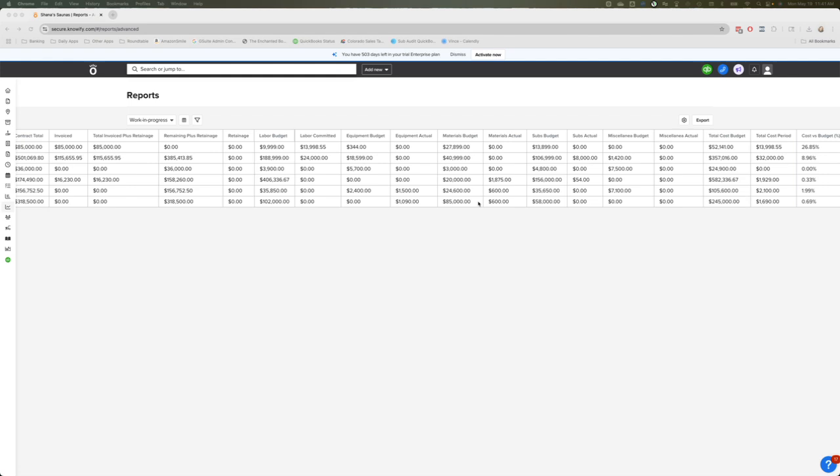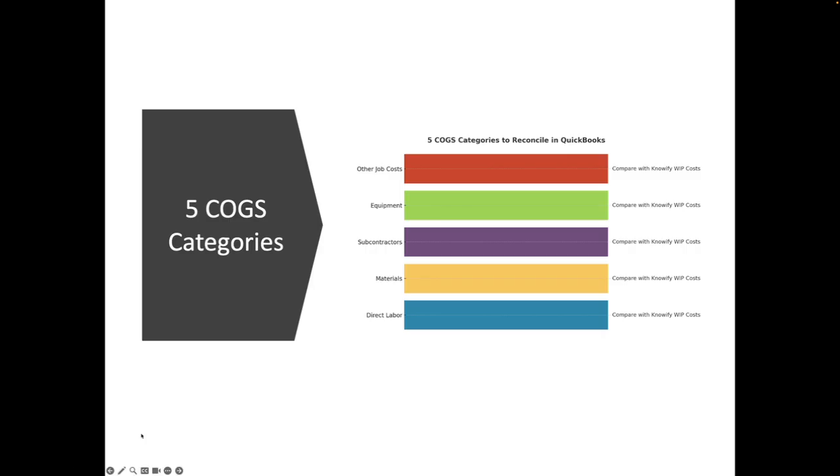Okay, for each job in Knowify, we're going to total up the costs in those 5 categories and compare those totals to the costs that Knowify is reporting for that job over in QuickBooks. This step is crucial because it's going to help you confirm that what's being tracked in Knowify is actually syncing properly and being posted to the correct accounts in QuickBooks Online. So let's take a look at this. I'll give you just an idea. These are the 5 categories, again, that we recommend. So other, equipment, subcontractors, materials, and direct labor.